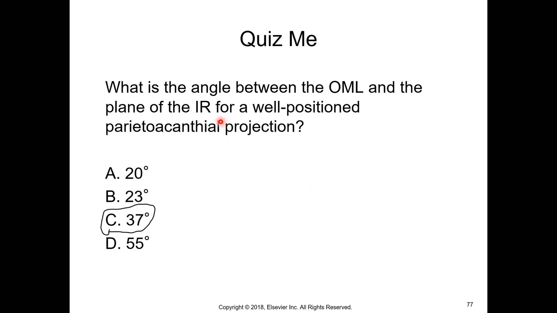Another question. What is the angle between the OML and the plane of the IR for a well-positioned parieto-acanthial projection? Your Waters, the angle for your OML is going to be that 37 degrees. If you were to do the modified Waters, you'd get the 55-degree angle.